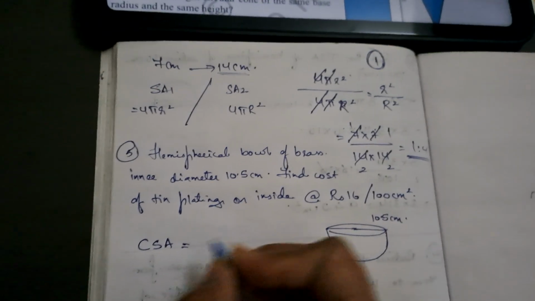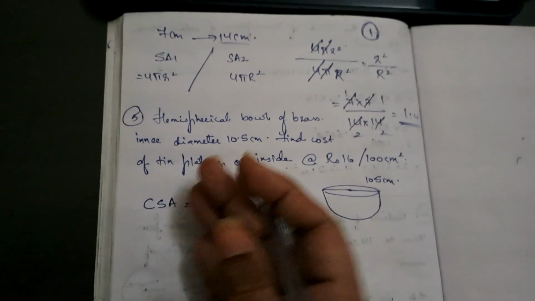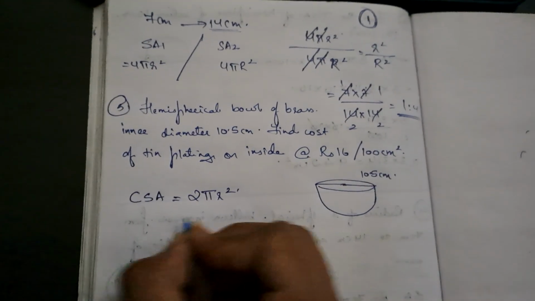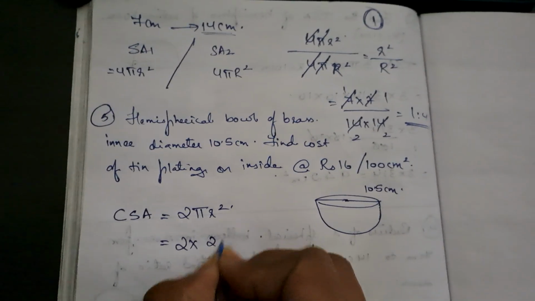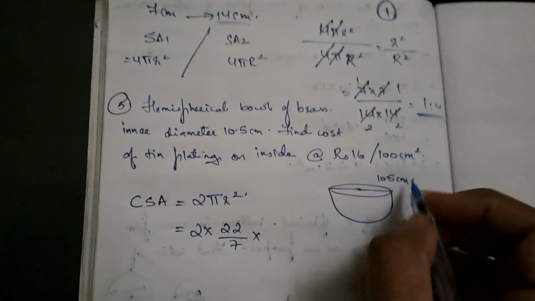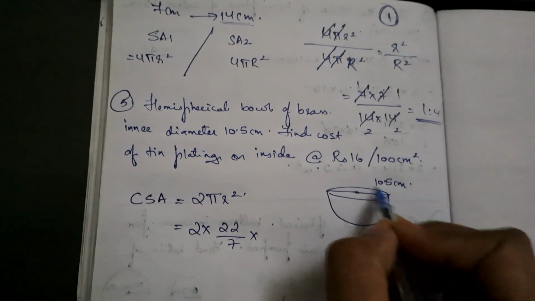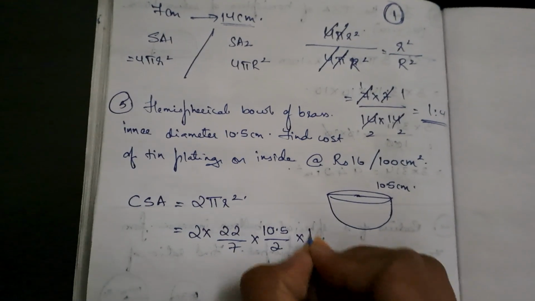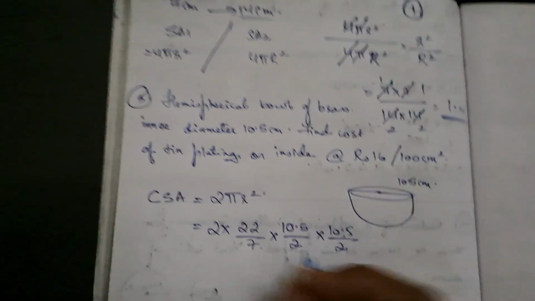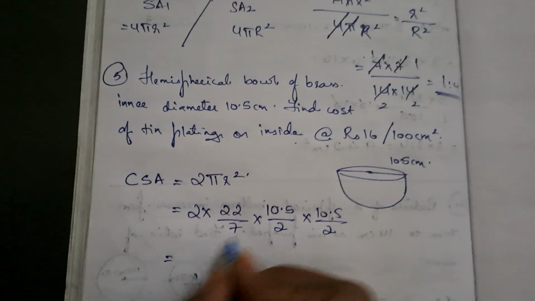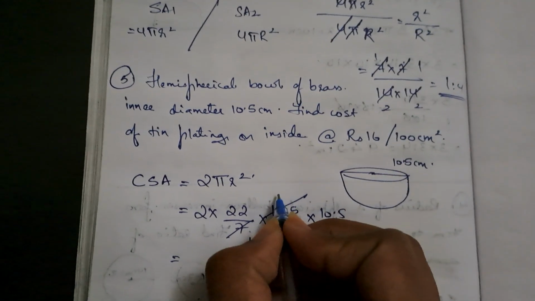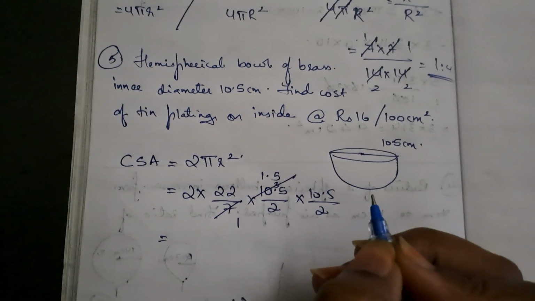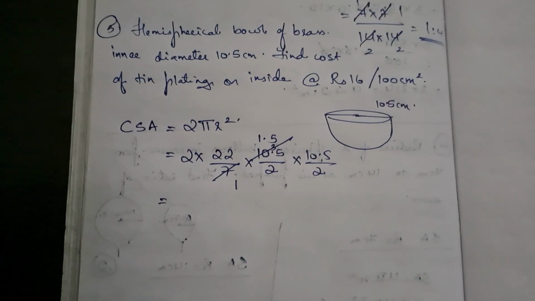The formula for the CSA of the hemisphere is 2 pi r square. So it is 2 times 22 by 7 into radius. What is the radius going to be? The diameter is given to me, so that becomes 10.5 by 2, into 10.5 by 2. Now what further we can do is 7 ones are 7, that becomes 3, so 1.5 it becomes here.